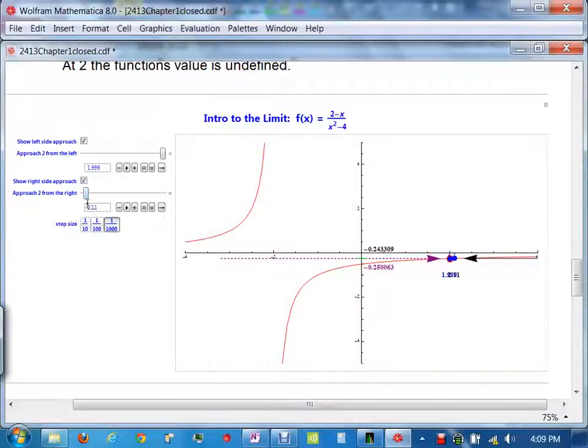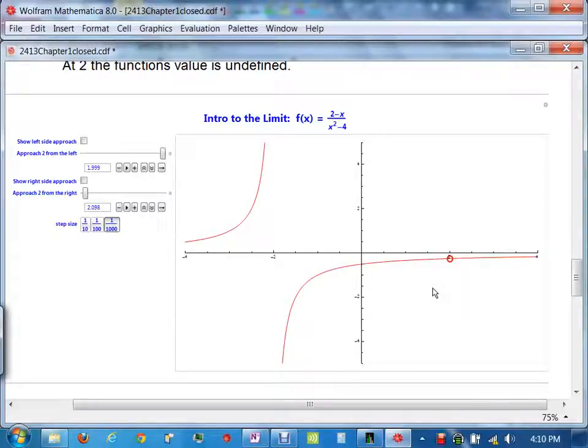Oh, little problem with my code there. Where's it going? Same thing, right? About negative 0.25. Did y'all see that? What's happening at 2? It's undefined. Look at the function up here. What happens if you try and plug 2 in here? You get division by 0. But actually, this is a hole in the graph, not an asymptote.